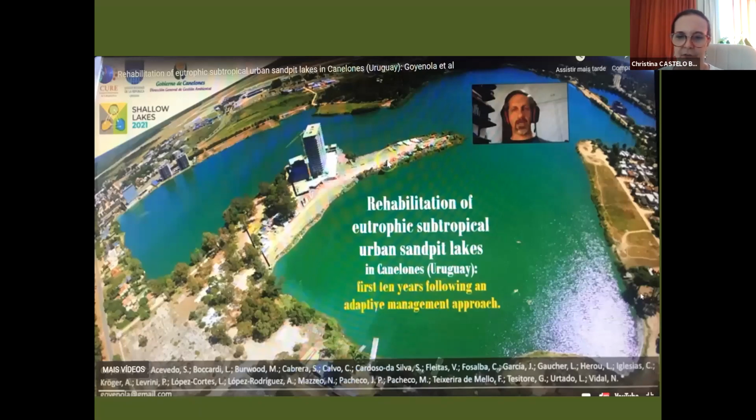Rehabilitation of eutrophic subtropical urban sandpit lakes in Canelones, Uruguay: first 10 years following an adaptive management approach, from Guilherme Goyenola from Centro Universitario Regional del Este, Universidad de la República. Guilherme is here, I saw him.